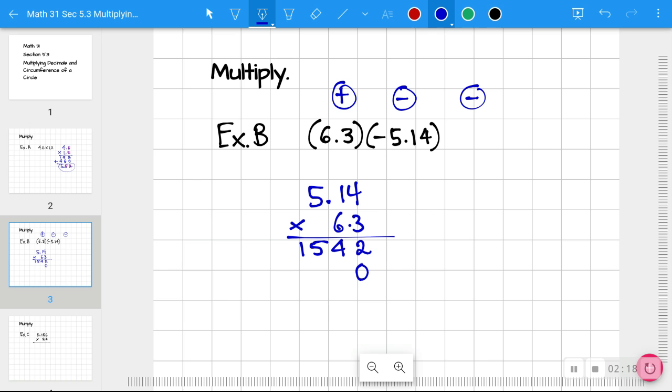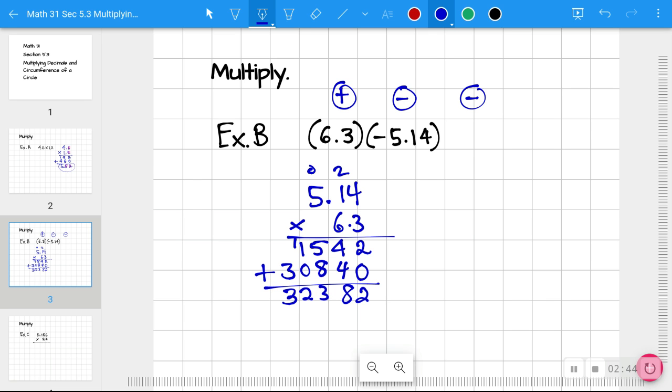6 times 4 is 24. You're going to put the 4 and carry the 2 into the next column. 6 times 1 is 6, with 2 more is 8. There's no carry. And 6 times 5 is 30. Now you add 2, 8, these add up to 13, so you have to shift over a column there. You get 2 and 3.